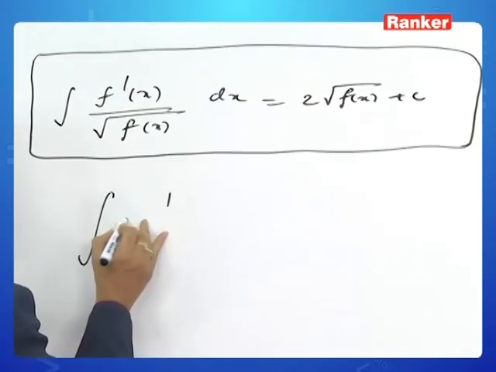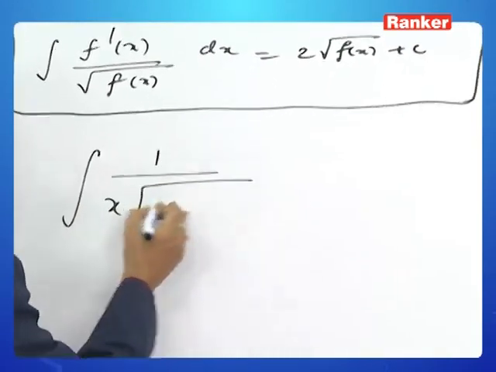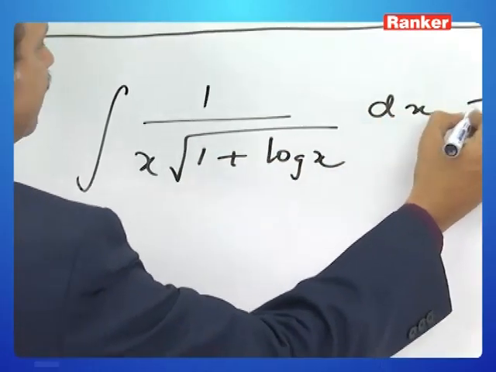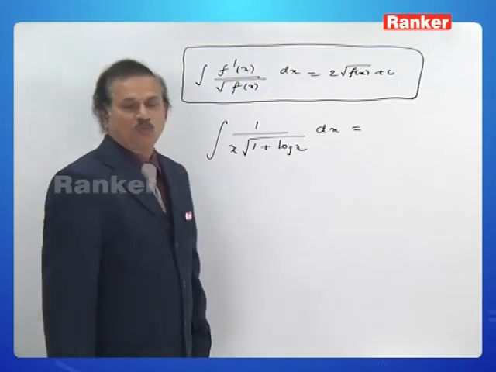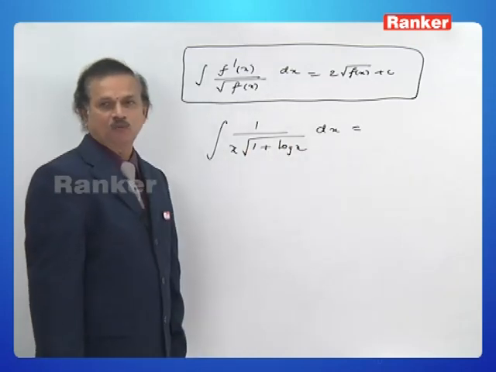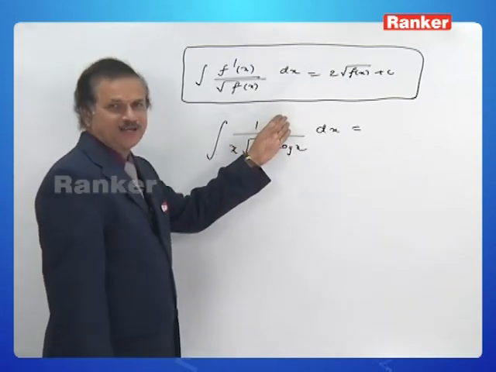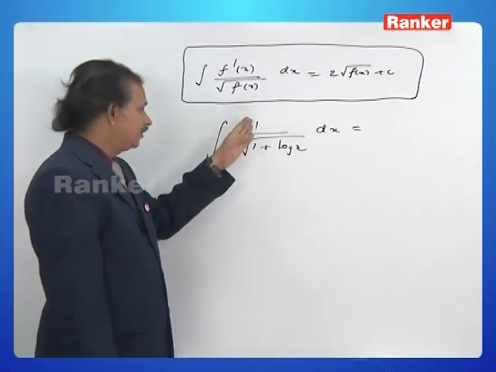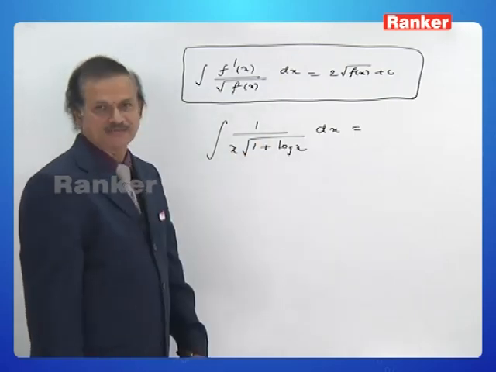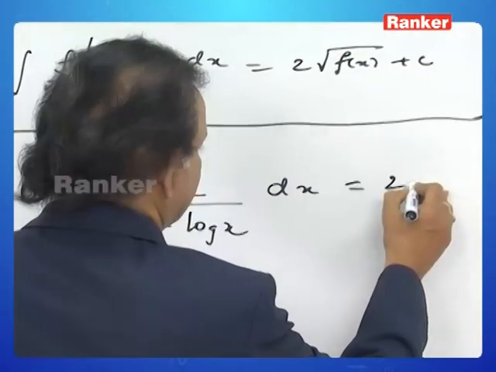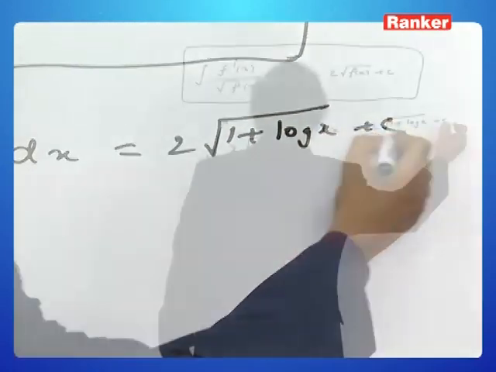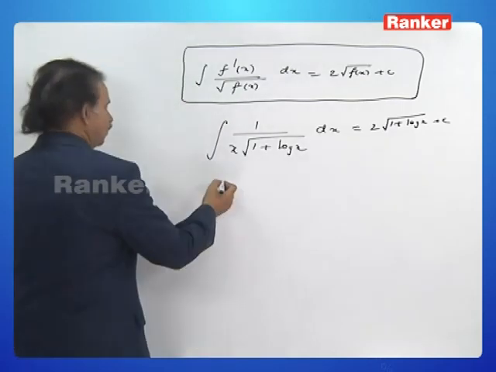This is 1 by x into root of 1 plus log x dx. I would like to have the answer. What is f of x and what is f dash x here? What is f of x? 1 plus log x. What is f dash x? 1 by x. It is not there. You observe it? It is there. You can take this x to the numerator to write 1 by x here. So f dash x by root of f of x. It is appearing in that form. Hence the answer is 2 root 1 plus log x plus c.